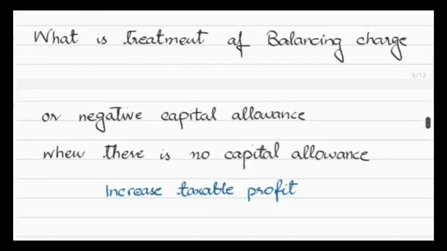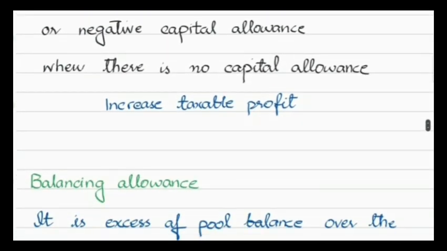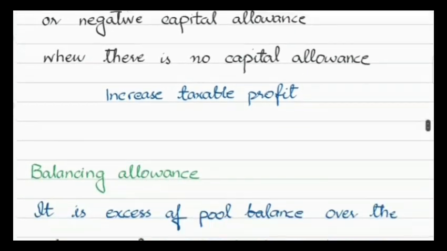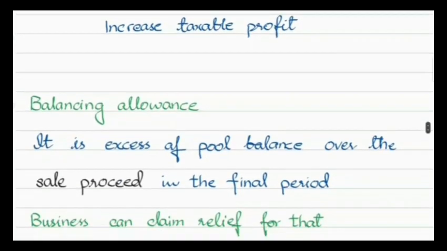Treatment of balancing charge or negative capital allowance: when there is no capital allowance available to deduct that negative capital allowance from, you have to increase taxable profit. Means if there is no written down value, and you have not purchased an asset, so there is no capital allowance available. So negative capital allowance in that case would directly increase the taxable profit.